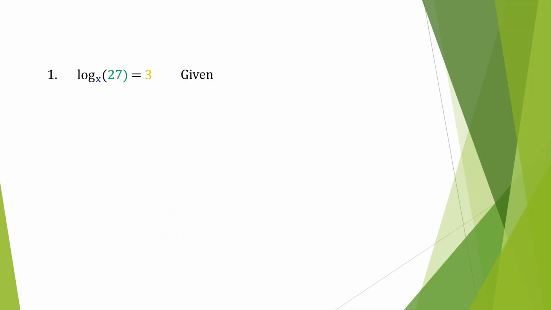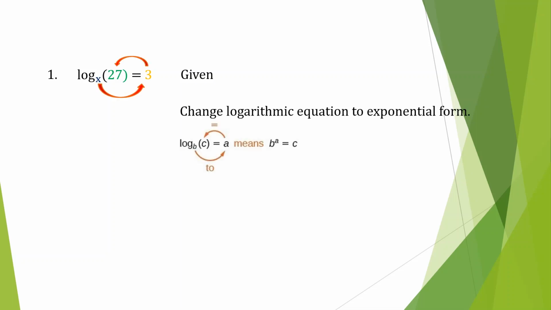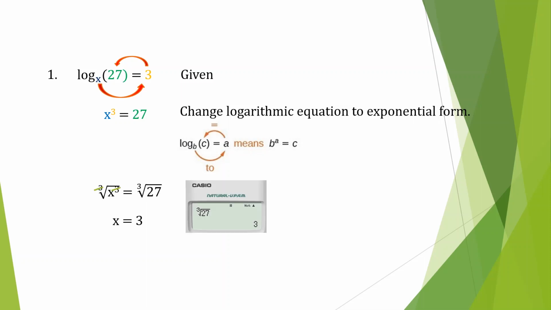Number 1, logarithm base x of 27 is equal to 3. First, let us change the logarithmic equation to exponential form. So this will become x cubed is equal to 27. Get the cube root of each side of the equation to find the value of x. So we have x is equal to 3.